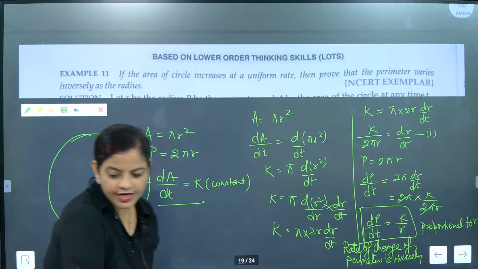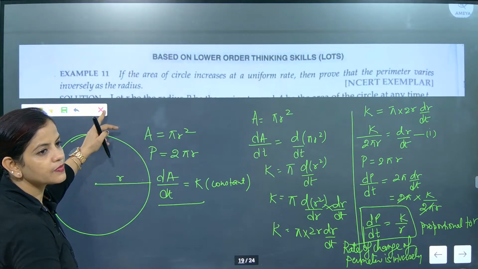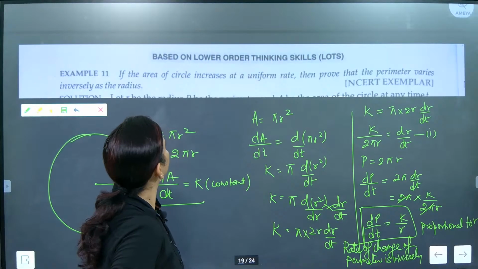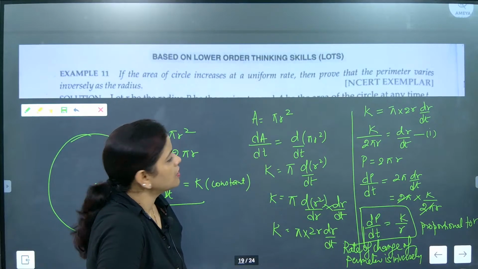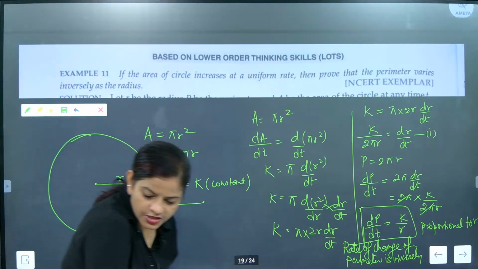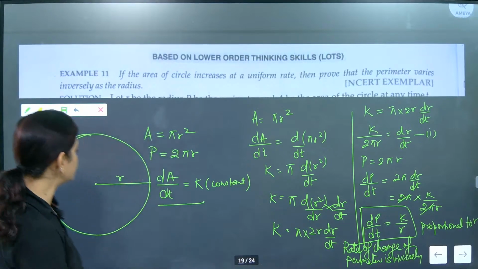Now let's go for the next one, beta. Let's solve the next question. This one done? Yes, so perimeter, rate of change of perimeter. Yes, rate of change will be exactly. So P varies inversely as the radius. Understood? P varies inversely as the radius.